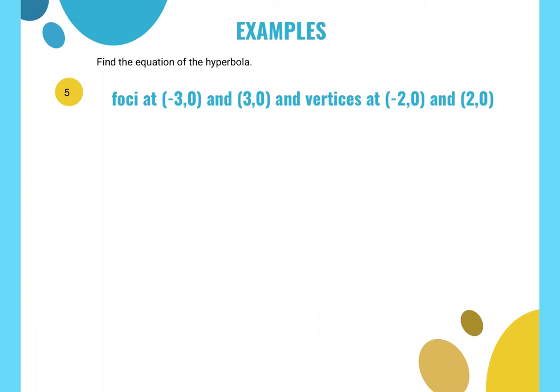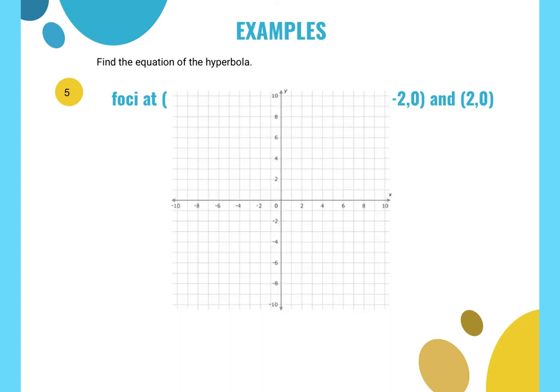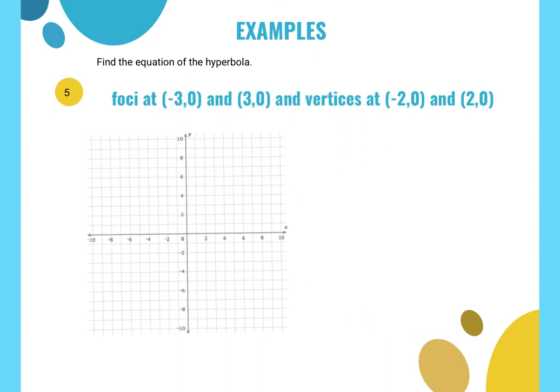All right, so this one says, find the equation of the hyperbola with foci at -3, 0 and 3, 0, and vertices at -2, 0 and 2, 0. My advice, pull in your grid so you can have a nice accurate picture, and plot what you already know. So foci at -3 and +3.